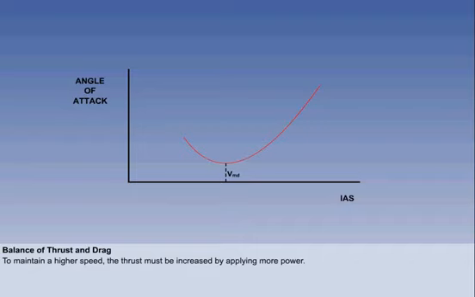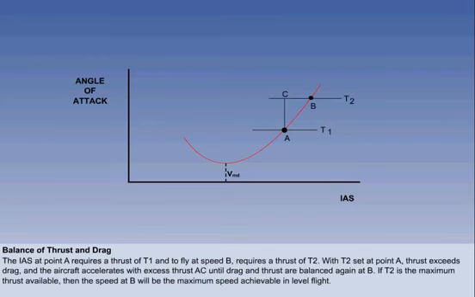Drag increases with speed above minimum drag speed, VMD, and so to maintain a higher speed, the thrust must be increased by applying more power. To fly the speed at point A requires a thrust of T1. And to fly at speed B requires a thrust of T2.